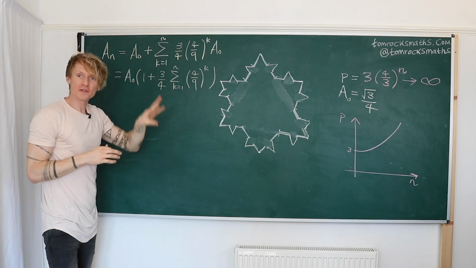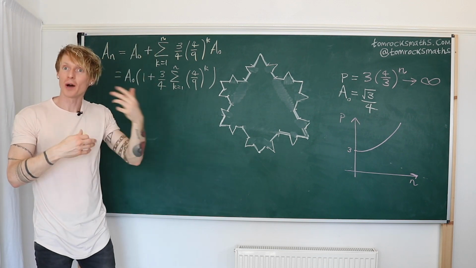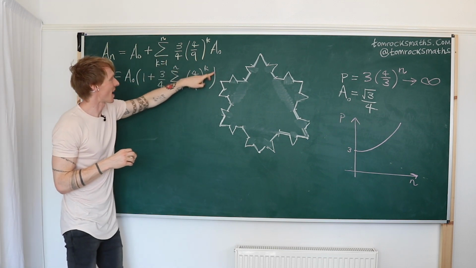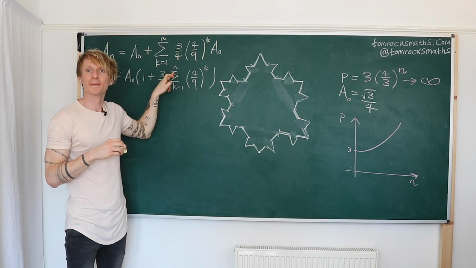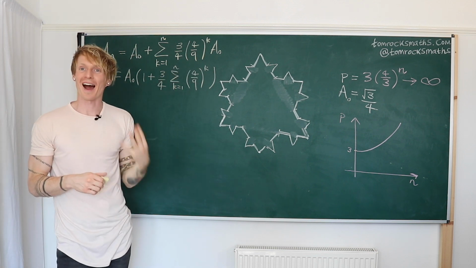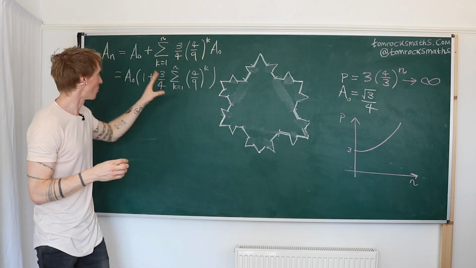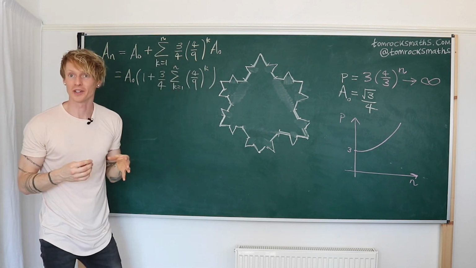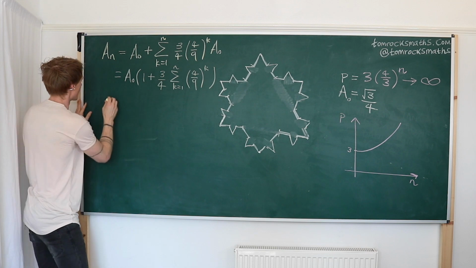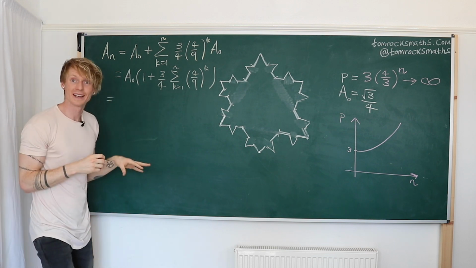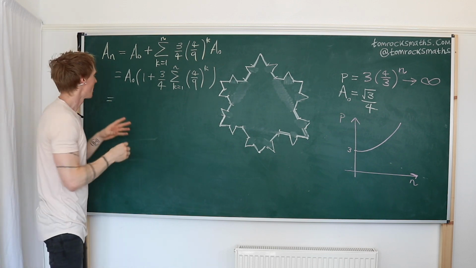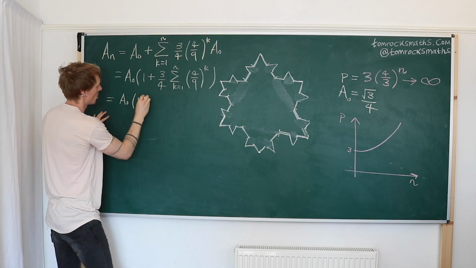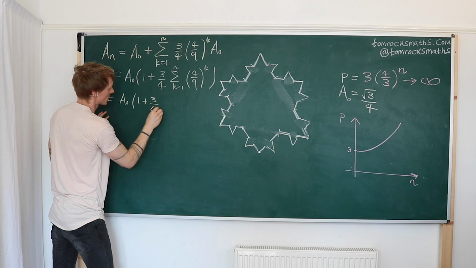Now, if you've studied A-levels, or if you're going to go on and study A-levels, you will come across this. But this is in fact a geometric sum. It's something that we know how to calculate the answer to. There's a formula that tells you what the total of this is equal to. So if we use that formula, this will in fact be simplified even further. And it becomes A0 times 1 plus 3/4.